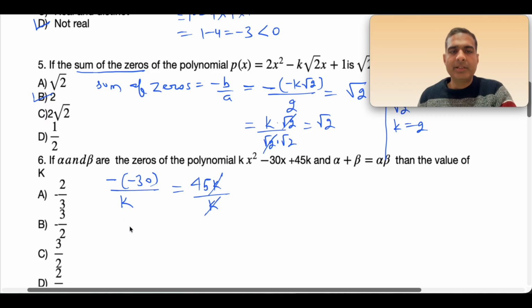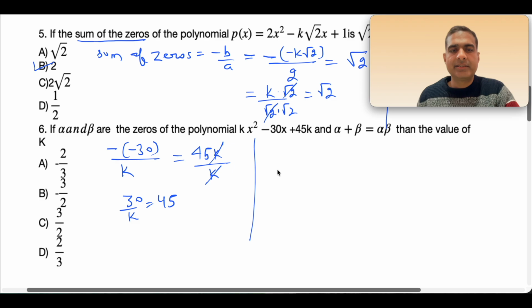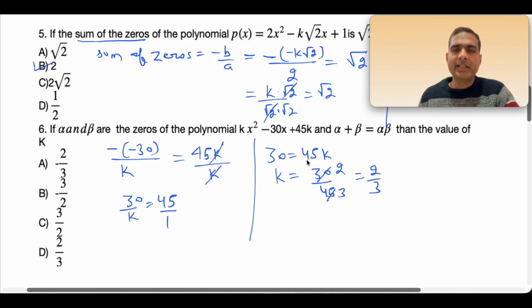So minus minus became plus. So 30 by k is equal to 45. So we can take the denominator of 45 as 1, so we can cross multiply. So 30 is equal to 45k. We can divide by 45 on both sides, so we will get 30 by 45. And we know 30 and 45 can be cancelled out by 15. So 15 twos are 30, 15 threes are 45. So 2 over 3. So the value of k will be 2 over 3.